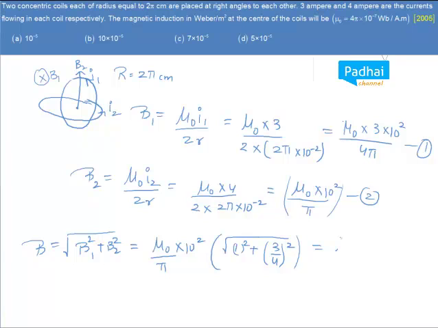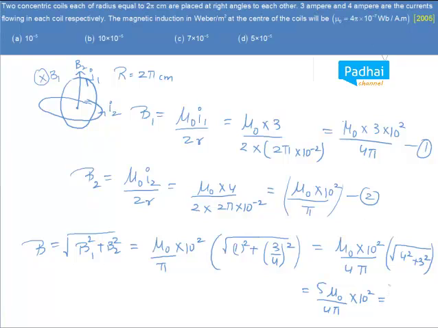So this will be mu naught into 10 raised to the power 2 divided by 4. We can take 4 common, so this will be under root of 4 square plus 3 square, which will be what? 5 square. That means this will be equal to 5 mu naught upon 4 pi into 10 raised to the power of 2, right?